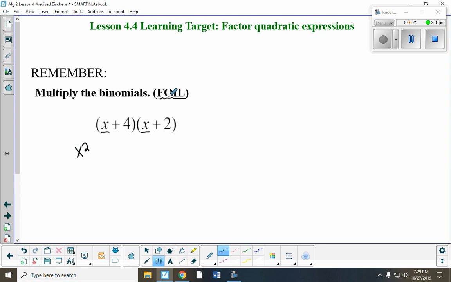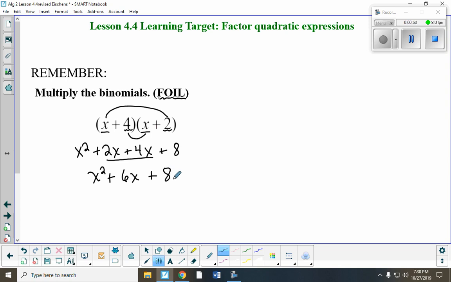And then we multiply the outside terms, so that would be 2x. And then the I stands for the inside terms, which would be 4x. And then we multiply the last terms in each binomial. So 4 times 2 gives us 8. And then we simplify that, so that would be x squared, and combine like terms. So 2x and 4x would give us 6x, and then we have 8. So that is a trinomial.